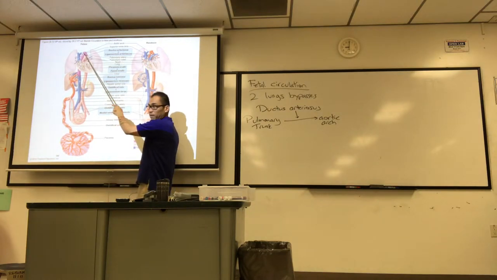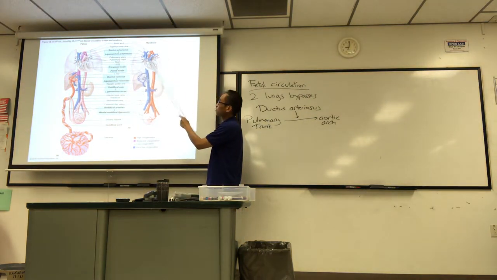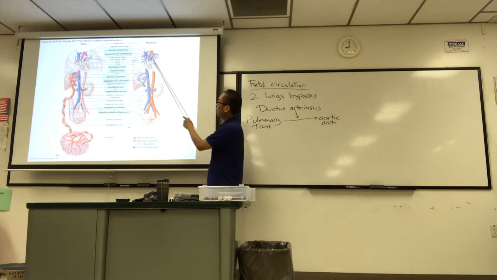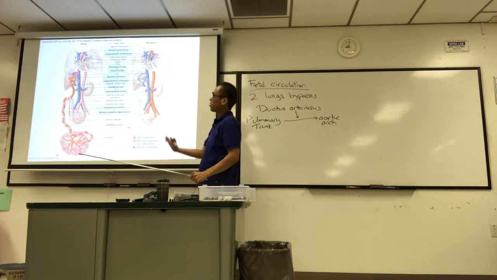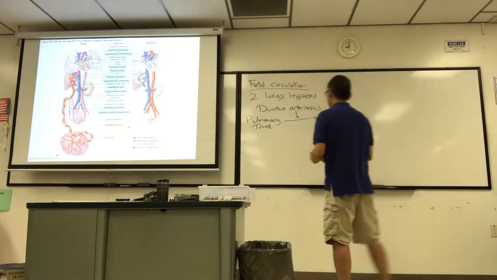There's less resistance there. Baby takes first breath, baby cries in the room, you hear it. It's always a good sound, right, when baby cries. And now the lungs are filled with air, which provides less resistance. Now blood will preferentially want to flow to the lungs, and that closes the ductus arteriosus, and you call it ligamentum arteriosum, the adult structure.